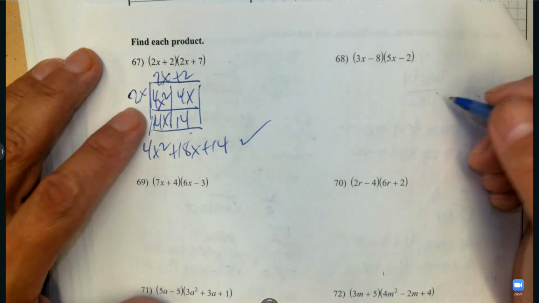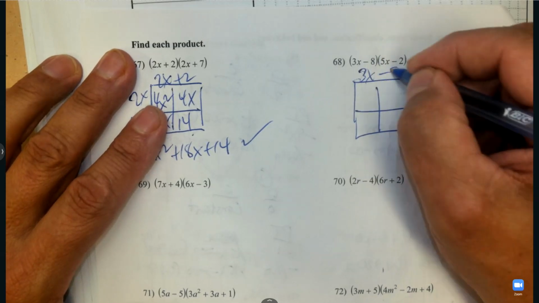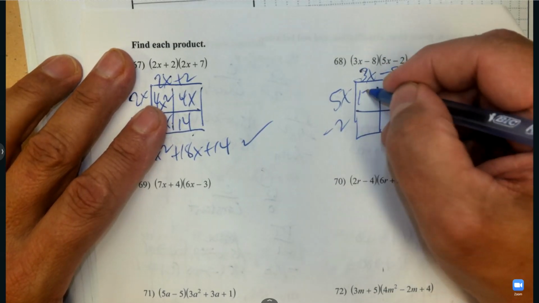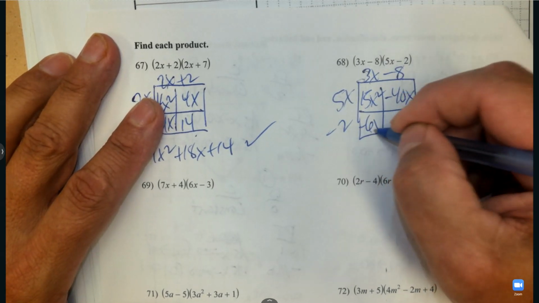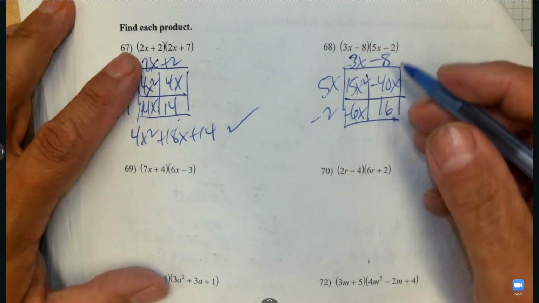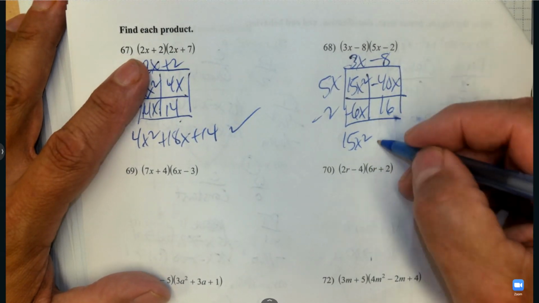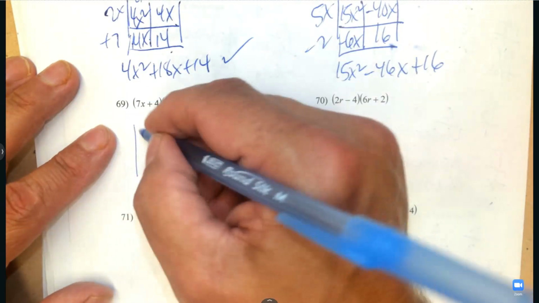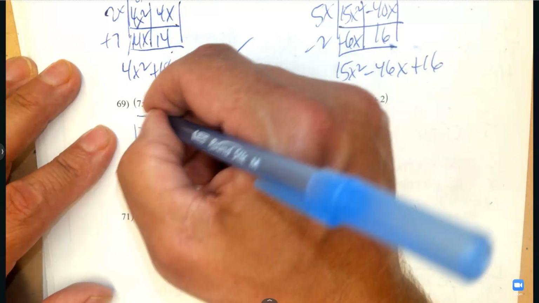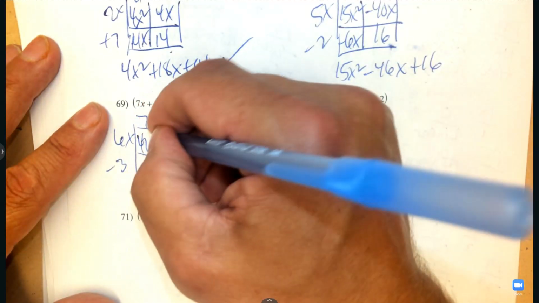I'm going to do the same thing here. So we're going to multiply this. Then I'm going to combine like terms. So we have 15x squared, negative 40 and negative 6. That's negative 46 and then plus 16. You're going to try one right. Again, I'm going to draw this out. That's 7x and positive 4, 6x and negative 3. Multiply it.